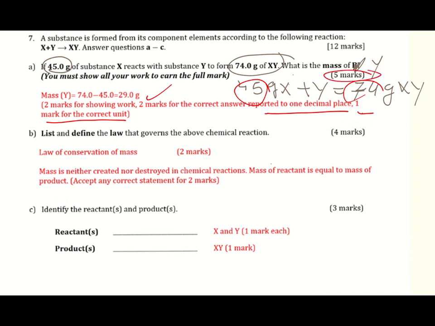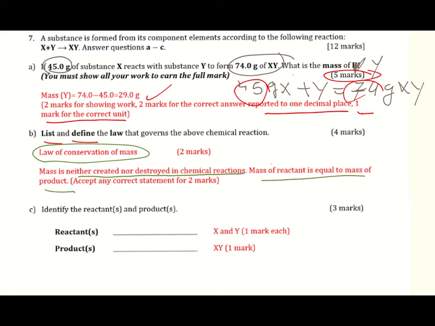Next question: list and define the law that governs the above reaction. It's the law of conservation of mass. And then it says list and define. List: it is the law of conservation of mass. Define: mass is neither created nor destroyed in a chemical reaction, or the mass of reactants equals the mass of products.